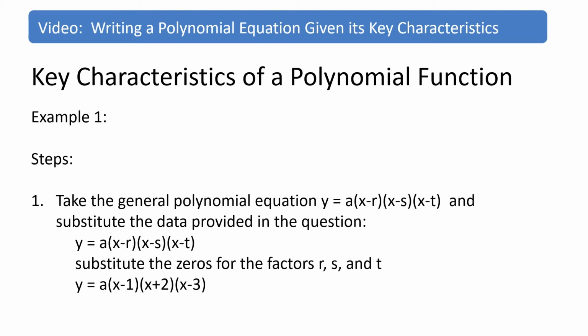Here are the steps. Take the general polynomial equation y = a(x - r)(x - s)(x - t), and substitute in the data provided in the question. So we are going to substitute the roots, or the zeros, that we are given for r, s, and t. We will now get y = a(x - 1)(x + 2)(x - 3).